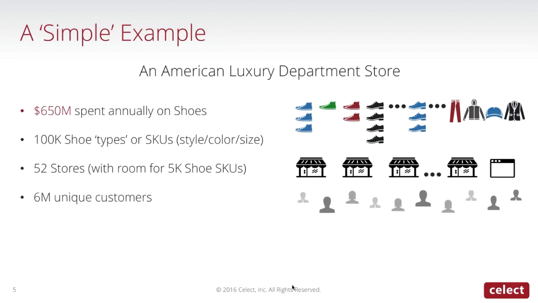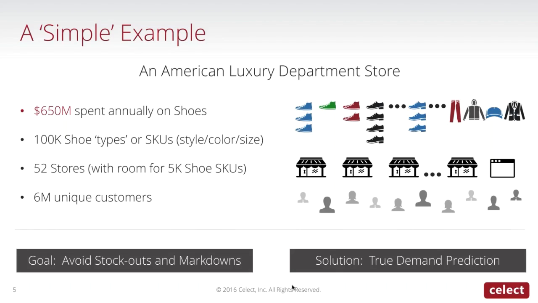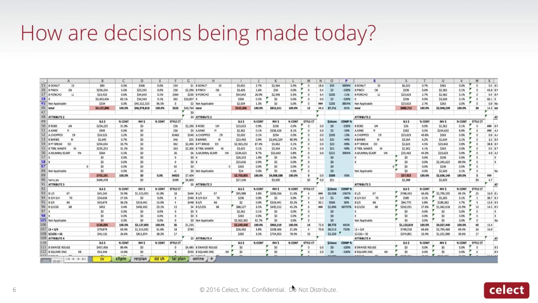And not to mention the unique customers. In this case, this luxury department store has around 6 million unique customers across those 52 stores, with possibilities of choosing any of the 100,000 shoe types at any of those stores at any time. So how do they put the right things out on the floor to avoid stockouts, to make sure they understand the demand that's faced at each of those stores for perhaps each shoe type for every day of the year? That's the challenge. And that's really the trick here.